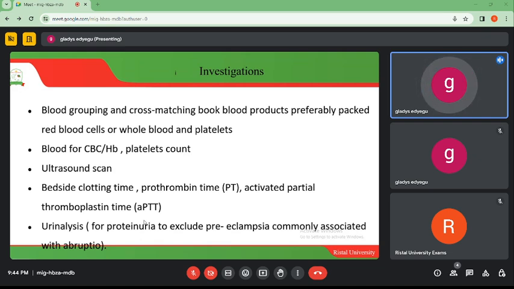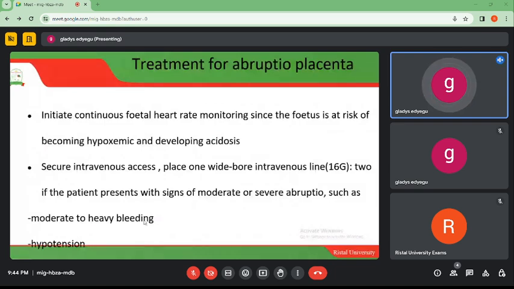Then urinalysis, we do urinalysis basically for proteinuria to exclude preeclampsia, which is commonly associated with abruptio. So preeclampsia, eclampsia causes abruptio, but when you do urinalysis and you see that there is a lot of protein in urine, and then also the BPs are high, then you just know this is the cause of preeclampsia or eclampsia. So what is the management?